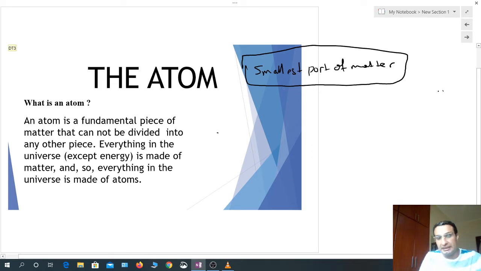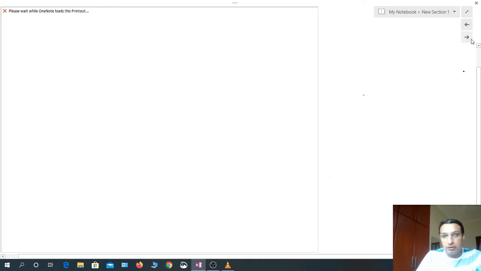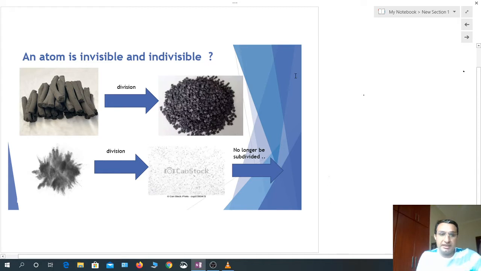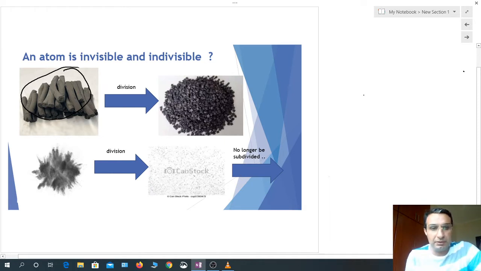So what does it mean? Okay, it cannot be divided into any other pieces. What does it mean? Here I have an example to demonstrate why atom is invisible and indivisible, we will try to understand. Okay, so suppose you have some pieces of charcoals, and you are going to cut them into pieces, as many pieces as possible. You are going to divide into small pieces.